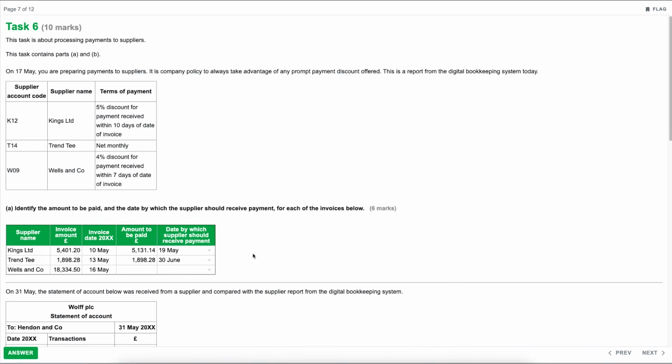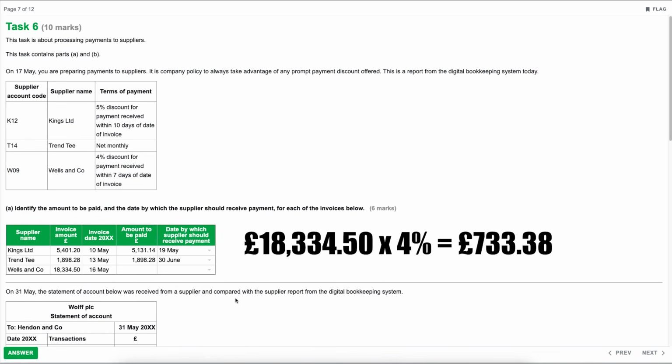Now of course we are within 4 days because this invoice date was the 16th of May and we're only on the 17th of May. So to calculate this, we would use the same process as the previous one in terms of the King's Limited one. So we would do 4% of our invoice amount of £18,334.50. Now that gives us a discount amount of £733.38.